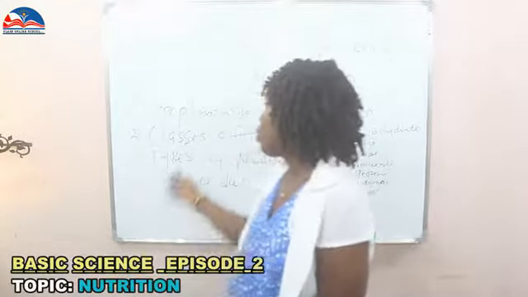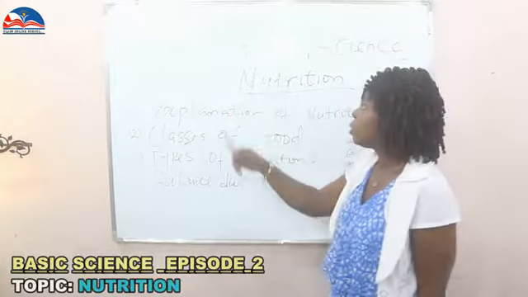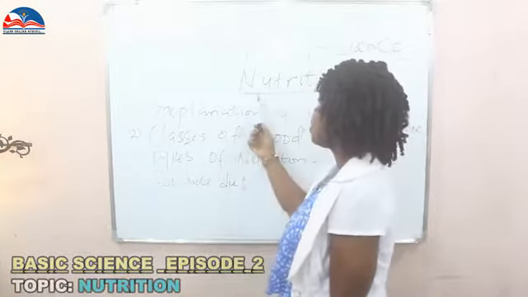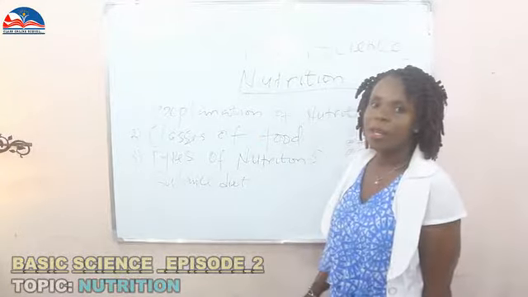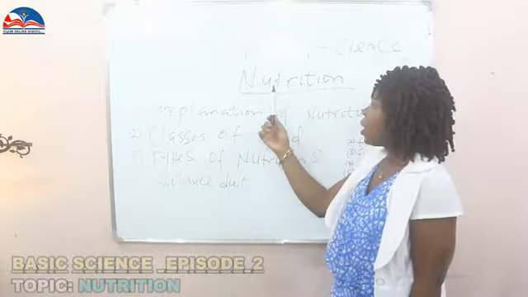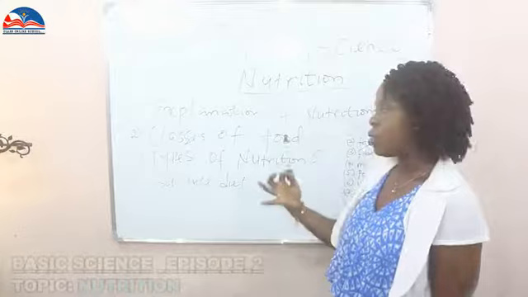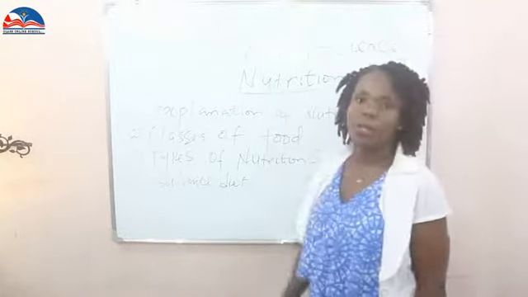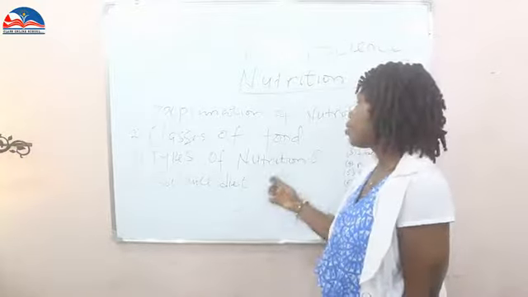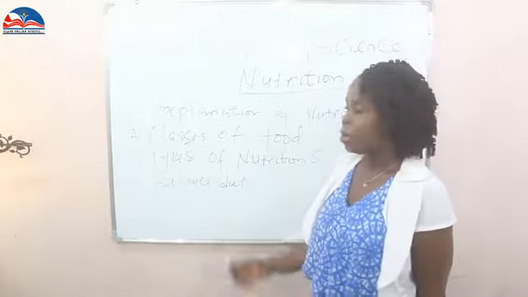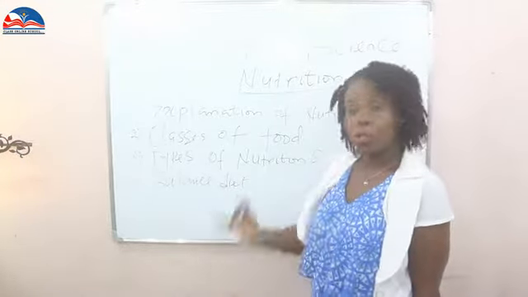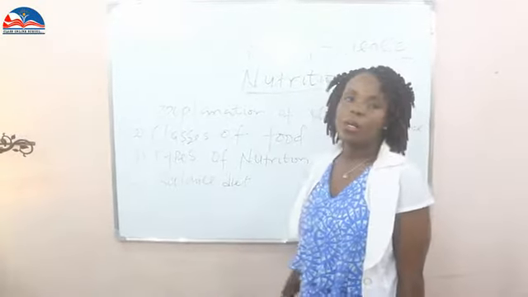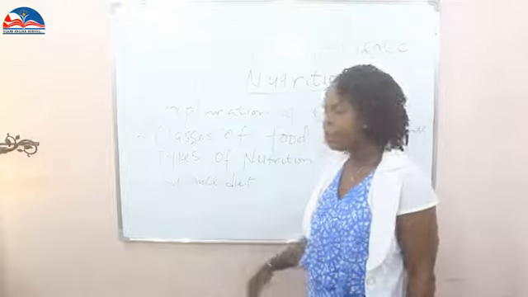Today, we are going to take nutrition under basic science. For my junior secondary classes, this is another topic in basic science. And under this nutrition, we are going to discuss a number of things. We're going to talk about what nutrition is all about, the classes of food that we have, types of nutrition. We're going to talk about 2 types. Then we'll talk about balanced diet.